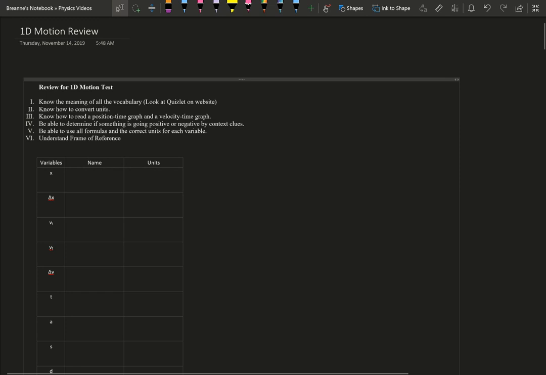Remember, any distance or displacement needs to be in meters. Velocity and speed are in meters per second. Acceleration is meters per second squared. Stuff like that.